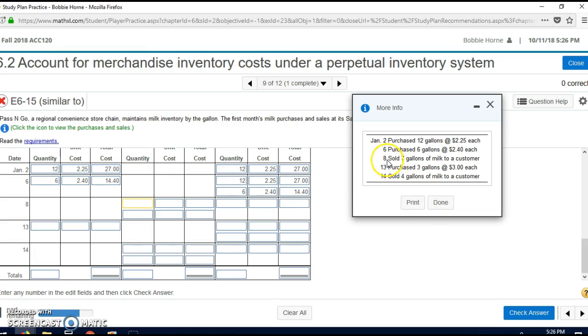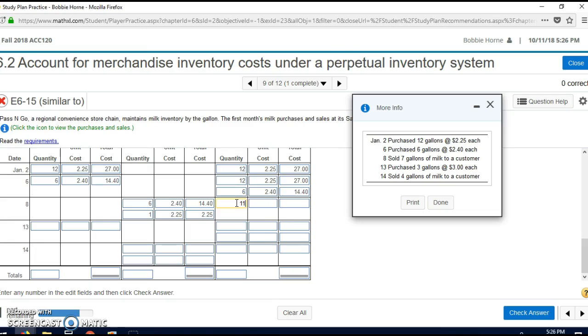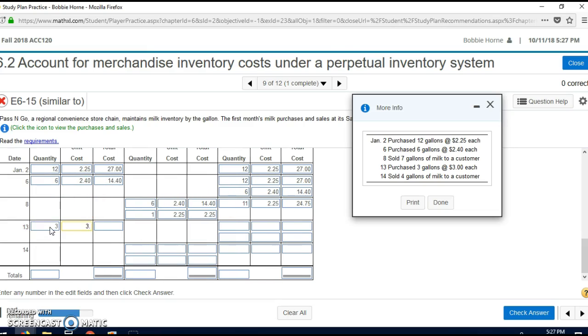This time we're using LIFO, we sold 7. So last in is going to be the first out. So we sold 7, so we sold all 6 of those, and we sold 1 of the $2.25, and that would make 7. So we only have 11 left at $2.25. So you will do 11 times $2.25, and that is $24.75. Then on the 13th, we purchased 3 gallons at $3.